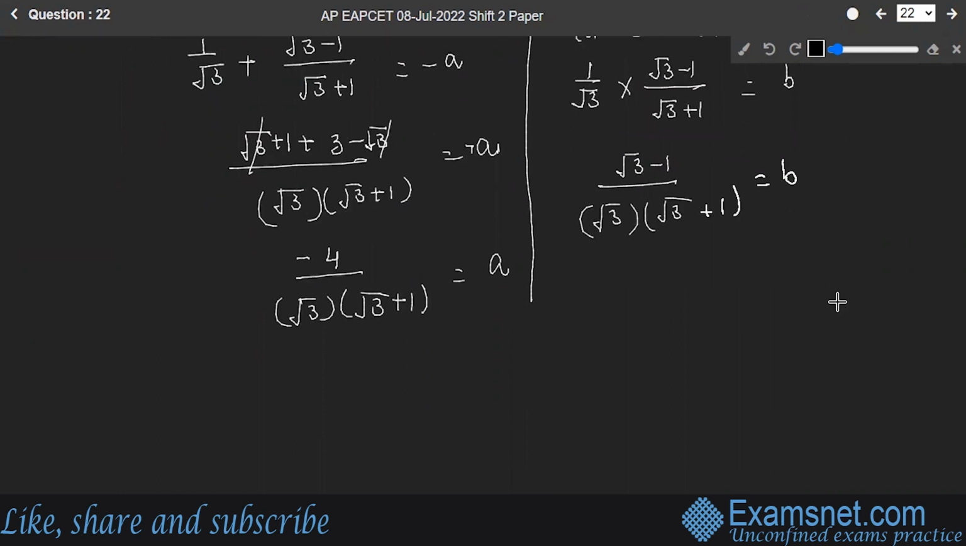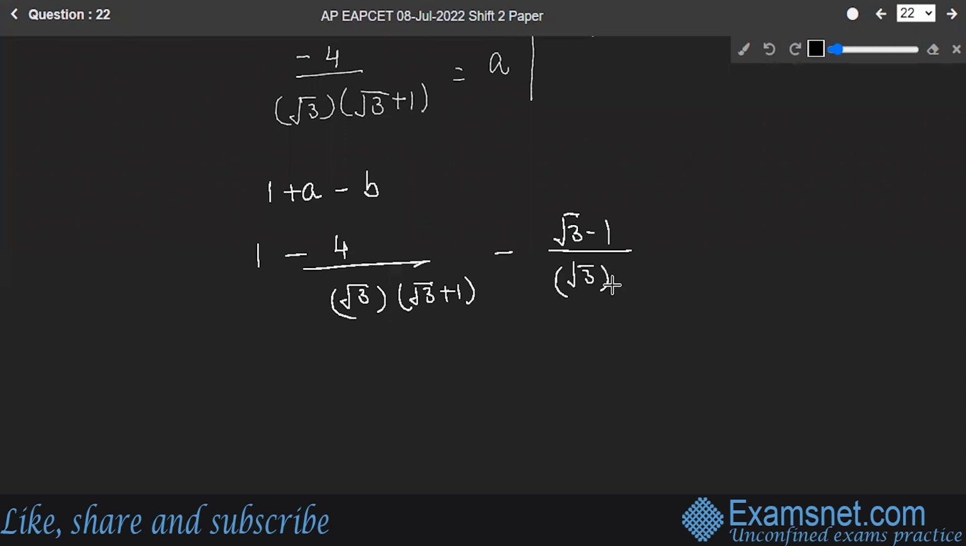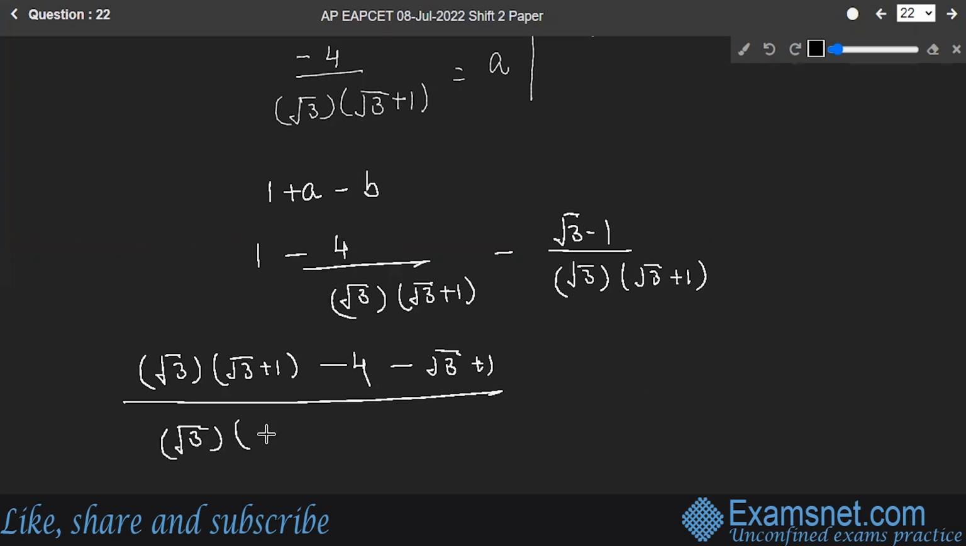Now what you had to find out? You had to find out 1 plus a minus b. So 1 minus of 4 upon root 3 into root 3 plus 1 minus b. B was equal to root 3 minus 1 upon root 3 into root 3 plus 1, which will give you root 3 into root 3 plus 1 minus 4 minus root 3 plus 1 whole divided by root 3 into root 3 plus 1.